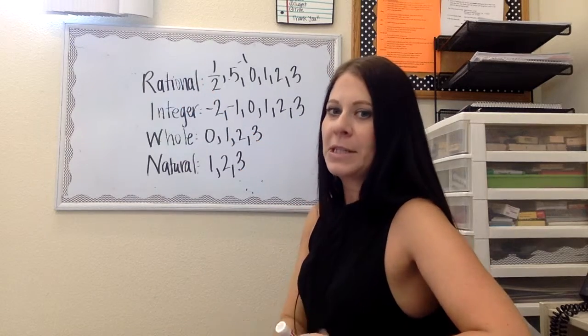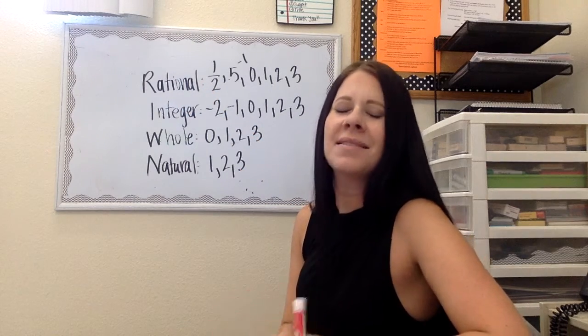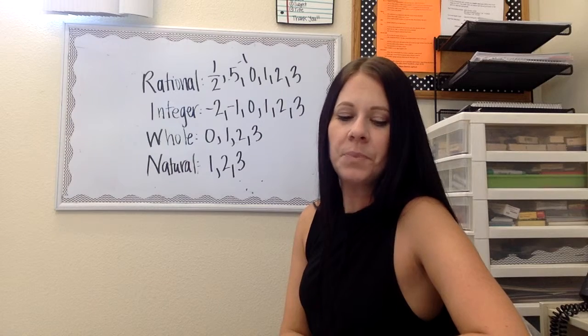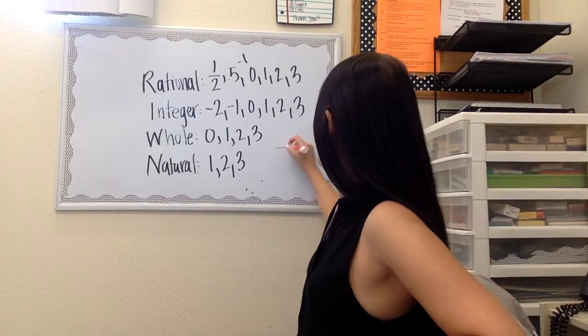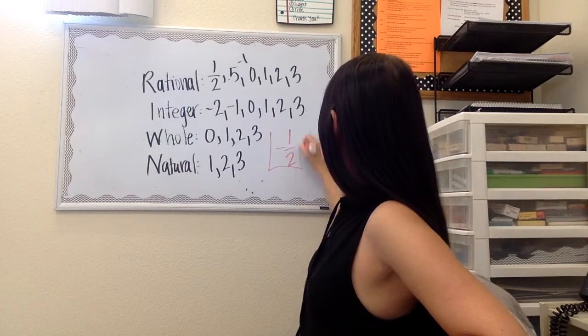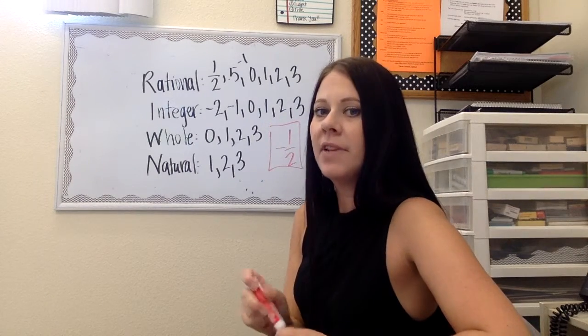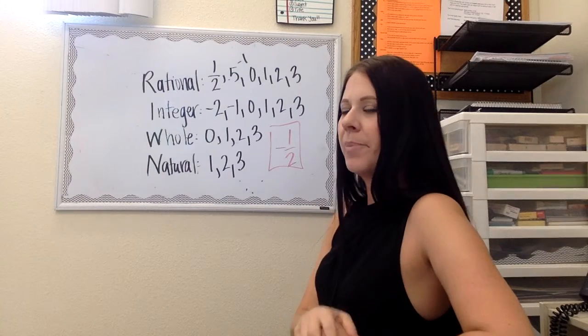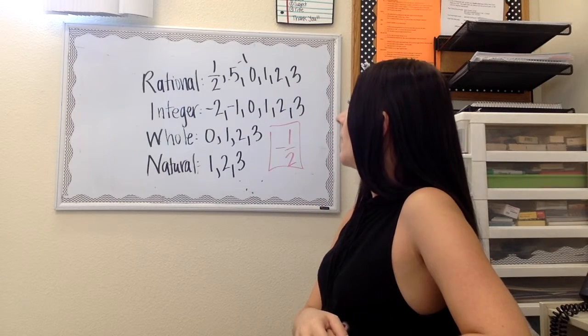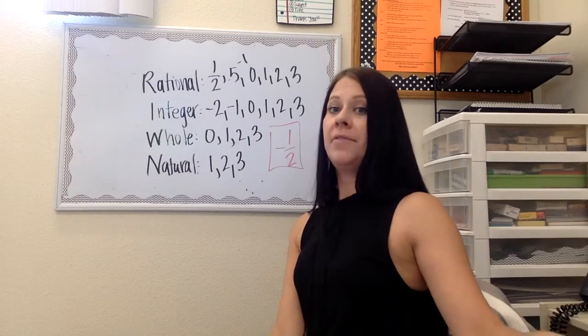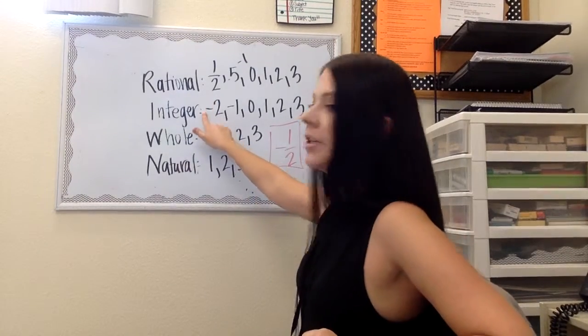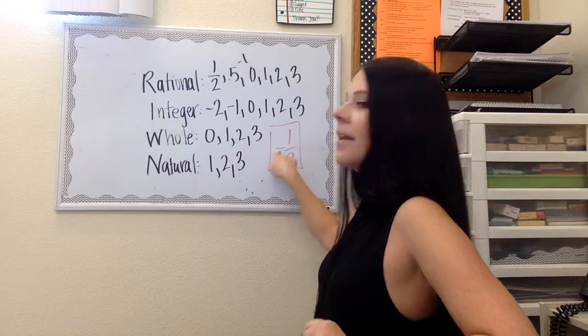Now here's the trick question. So I want you to think about it. You have to pause it. Please, please, please think about it. What would a -1/2 be? Okay, pause the video if you have to, but what would a -1/2 be? All right. My guess is a lot of you said an integer because you saw the negative.